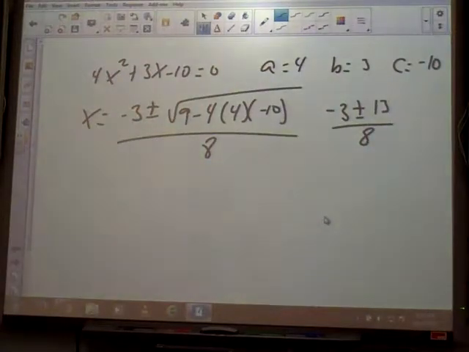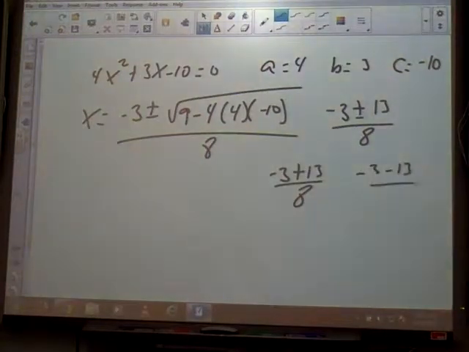A lot of people are still confused about what to do when the radical goes away. You just have to write two problems. You got to do negative 3 plus 13 and then divide it by 8, and negative 3 minus 13 and then divide it by 8. Negative 3 plus 13 is 10. 10 over 8, you can put that as a fraction or a decimal. I just reduced it to 5/4. Negative 3 minus 13 is negative 16, divided by 8 is negative 2.